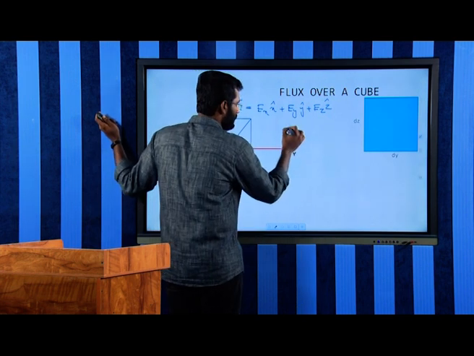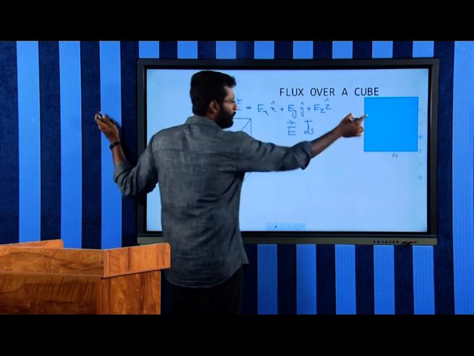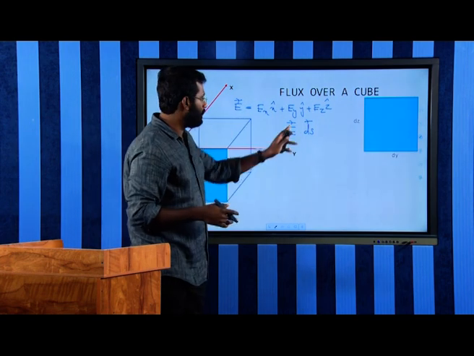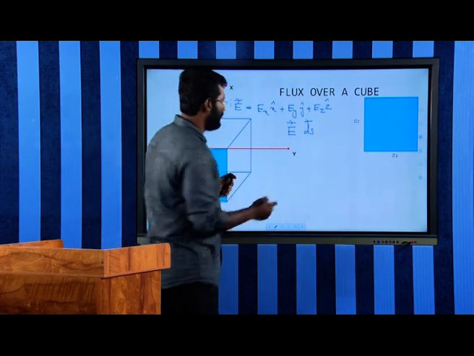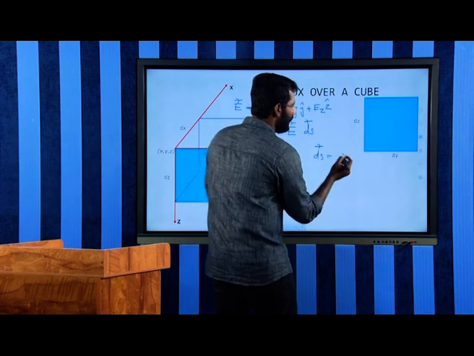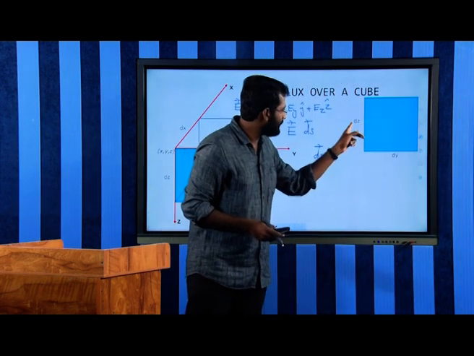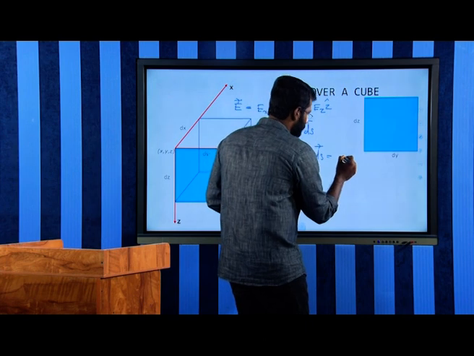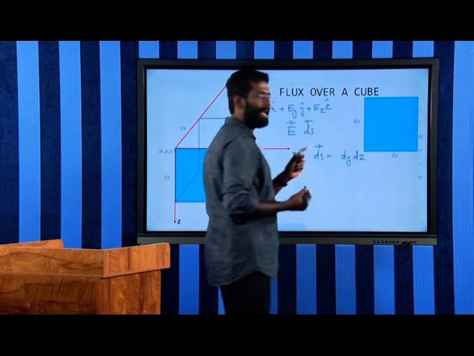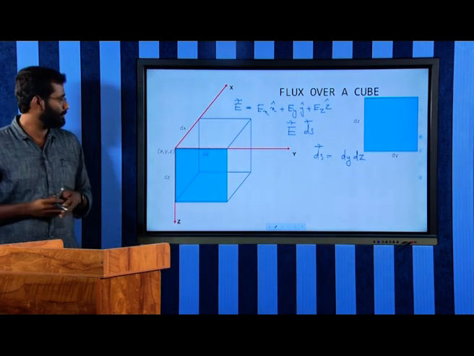Now we want to evaluate E dot ds for this area. We already have the expression of E, and now we want to find the expression for ds. It is exactly this area, a rectangle with sides dz and dy, so its area is simply the product, dy into dz. But area is a vector, so we have to consider its direction. What is its direction?